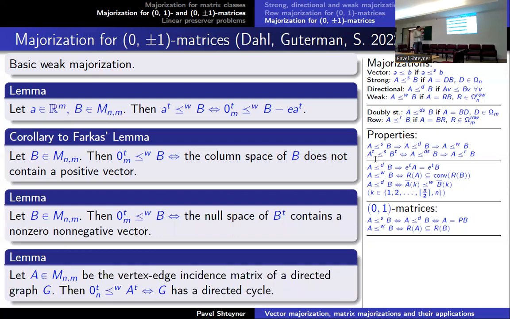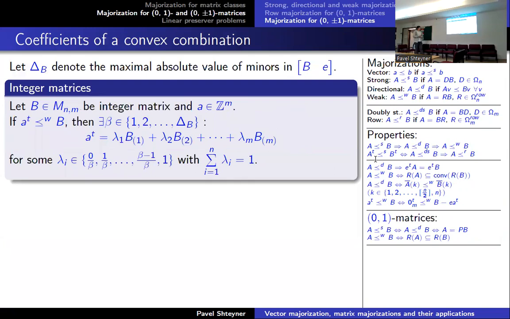Where can you use this? For example, if A is the vertex-edge incidence matrix of a directed graph, then a zero row is majorized by the transpose of this matrix if and only if the graph has a directed cycle. Or you can say the same thing in terms of network flows, but in the directed cycle case it is bigger.